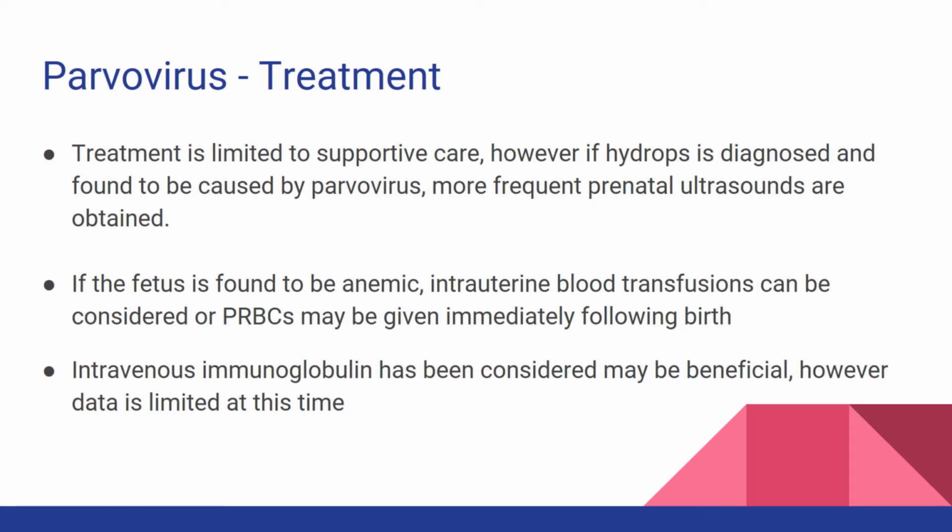If the fetus is found to be anemic, again looking at that middle cerebral artery, you can actually do intrauterine blood transfusions, or it gives you a little bit better information as well for a need for PRBCs immediately following delivery. There have been some case studies that have looked at IVIG, however the data is limited on this, so it's not recommended at this time.